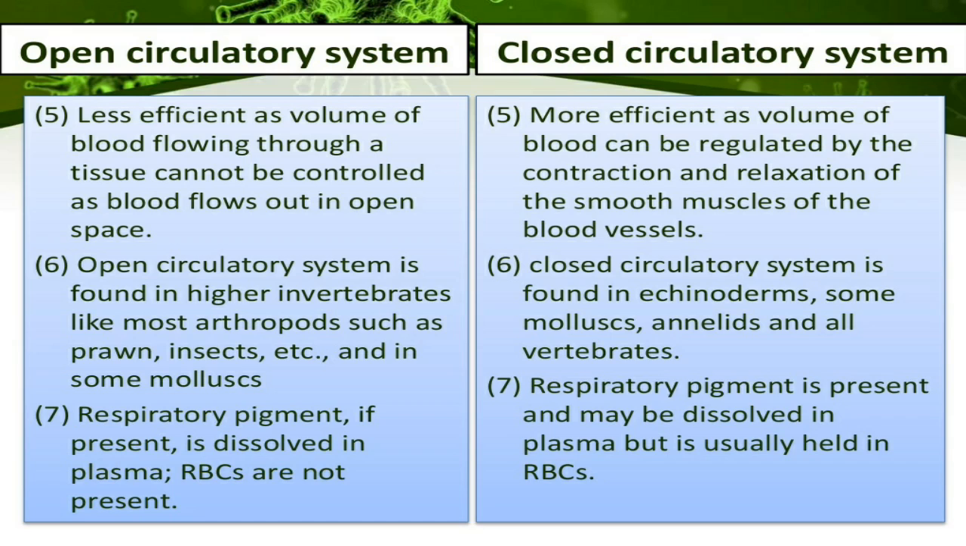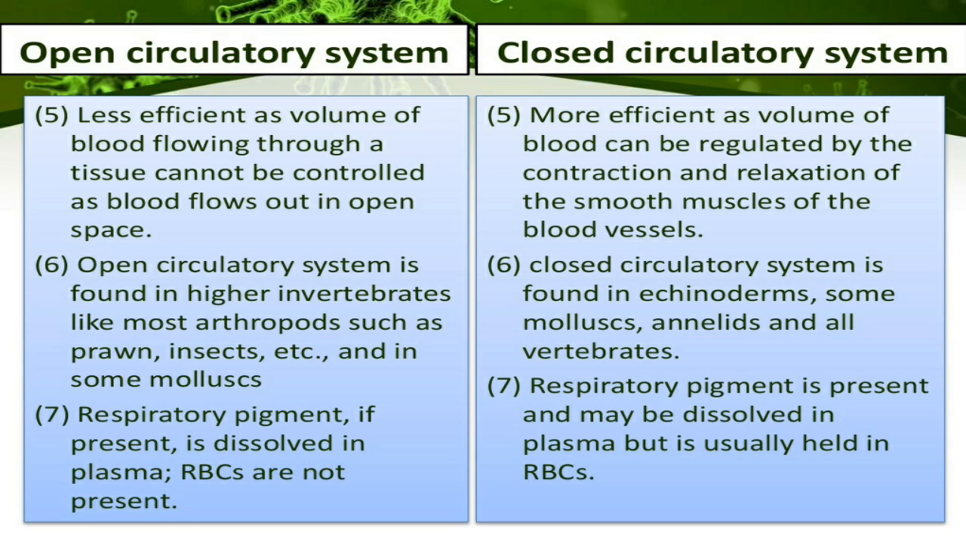Open circulatory system is less efficient, as the volume of blood flowing through a tissue cannot be controlled, as the blood flows out in open space. Closed circulatory system is more efficient, as the volume of blood can be regulated by the contraction and relaxation of the smooth muscles of the blood vessels.